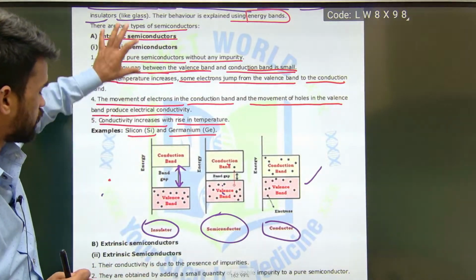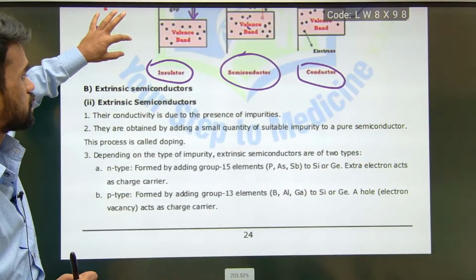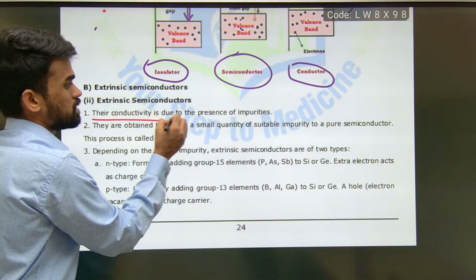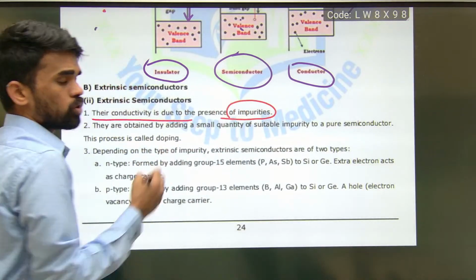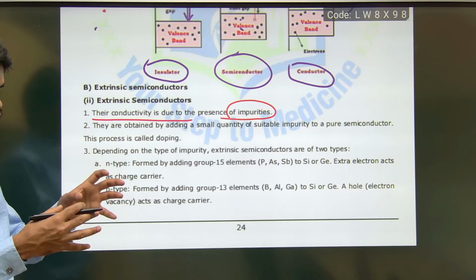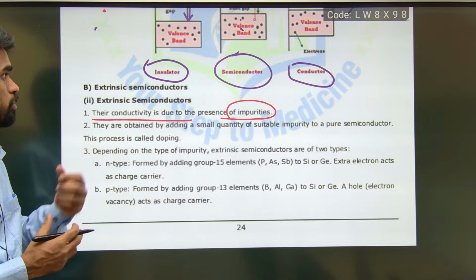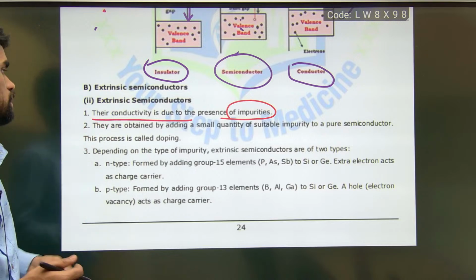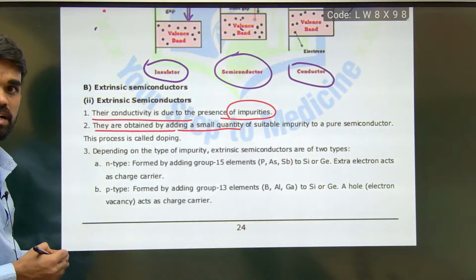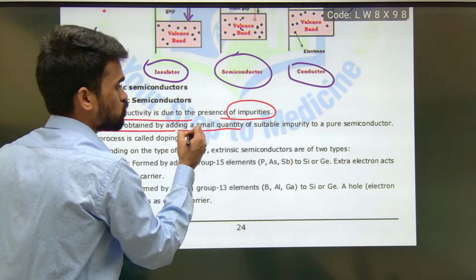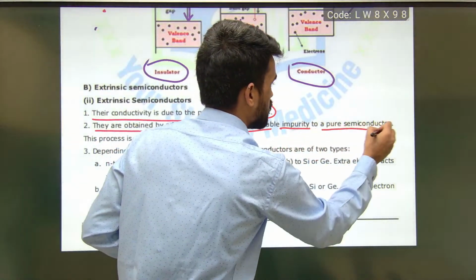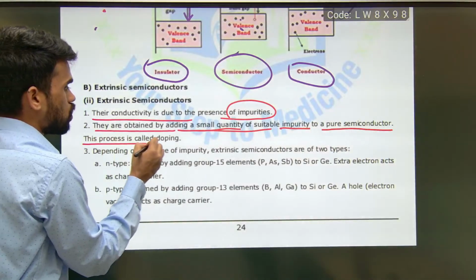Okay, now let us see extrinsic semiconductors. In extrinsic semiconductors, the conductivity is due to the presence of some impurities. To that material we are adding some impurities, and due to the presence of those impurities, it shows semiconductor properties. They are obtained by adding a small quantity of suitable impurities to the pure semiconductor. This process is called doping.